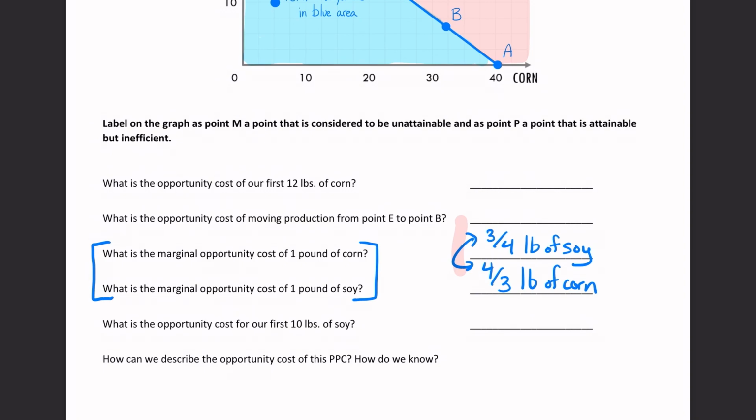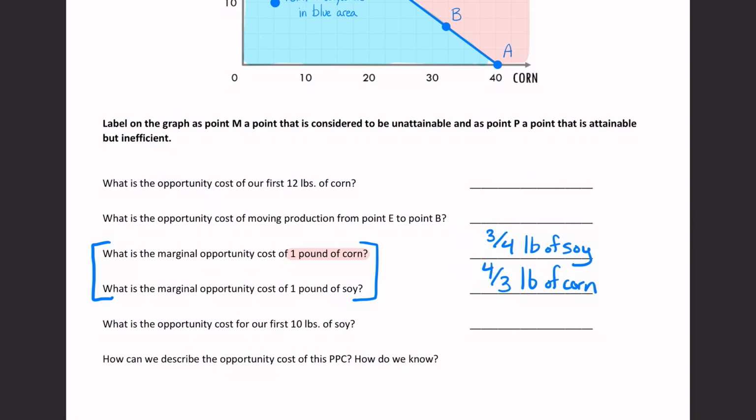Now, the reason I said I like doing this first is because it actually helps us solve some of these other questions a lot quicker. If you look up here, what's our opportunity cost for 12 pounds of corn? Well, we already solved for our opportunity cost for 1 pound of corn, right? So let's just multiply that out by 12.